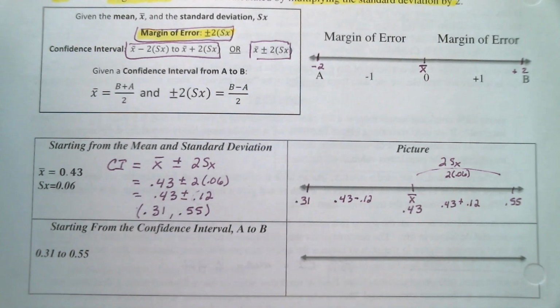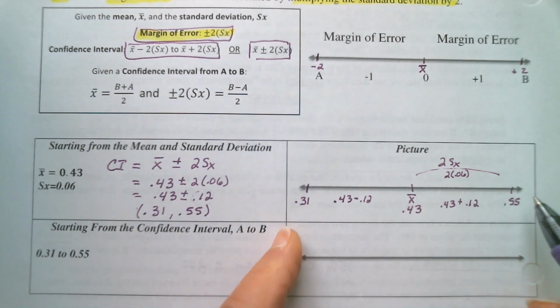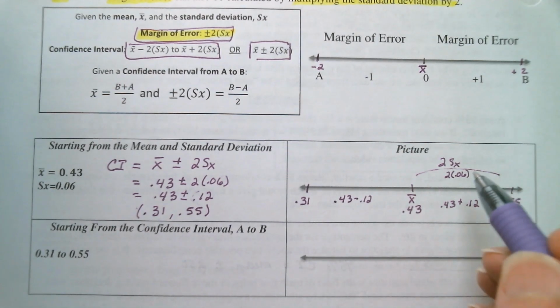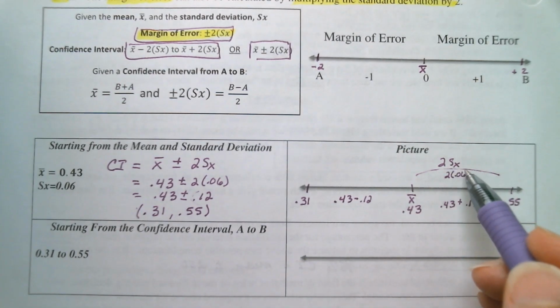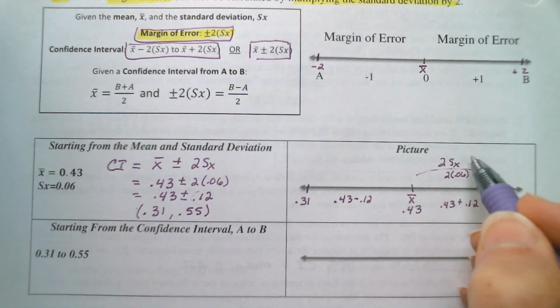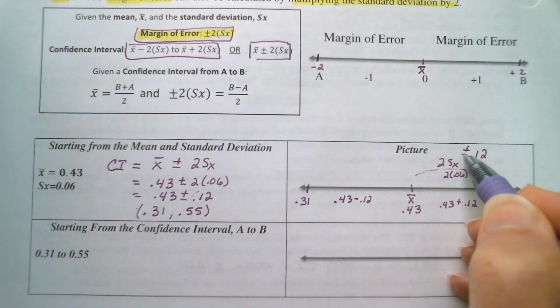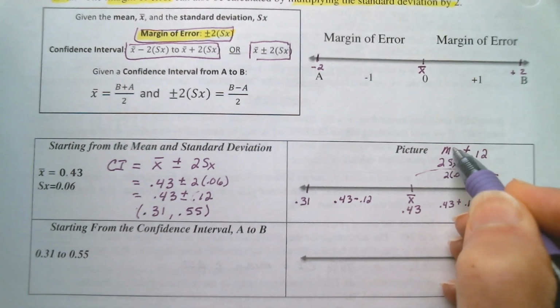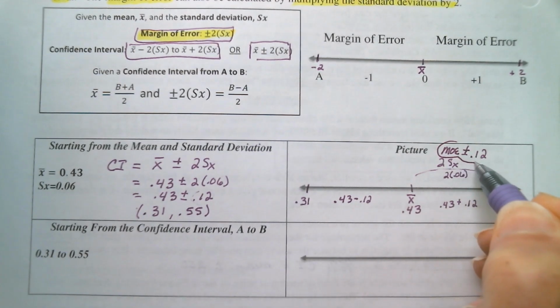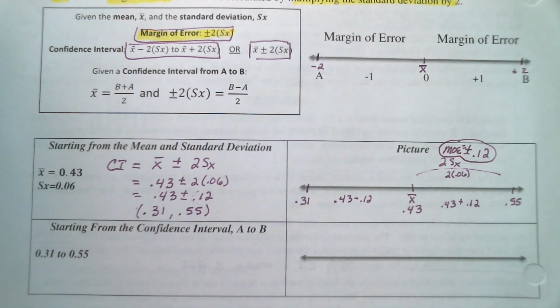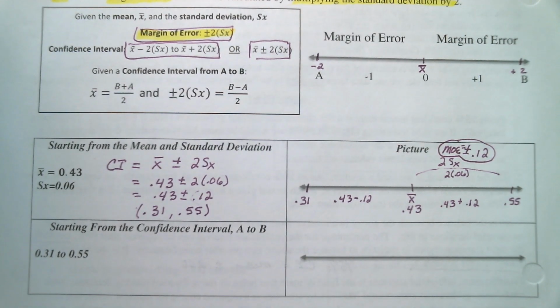So algebraically, or if you find it more helpful to visualize it, just again keep in mind that 2 times the standard deviation, the 0.12 here, if we put a plus or minus in front of that, that is our margin of error. So our margin of error is equal to plus or minus 0.12.